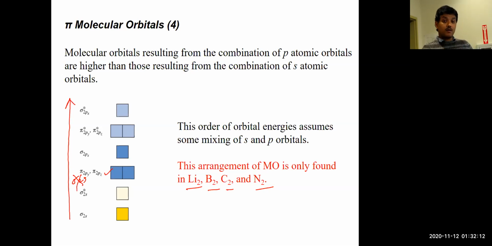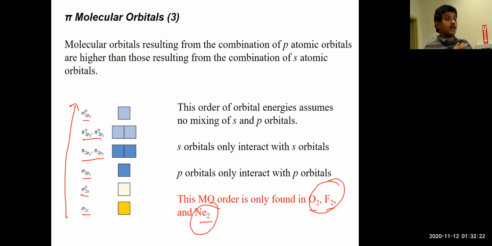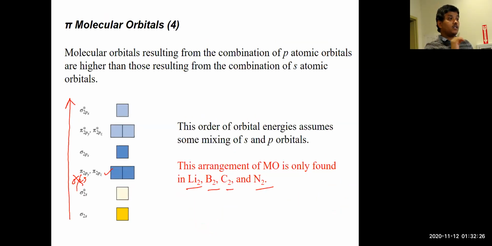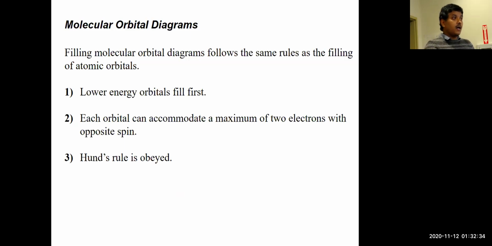You need to remember that oxygen, fluorine, and neon have a different molecular orbital priority compared to lithium, beryllium, boron, carbon, and nitrogen. So we are going to use those bond orders, and we are going to use the usual rules to fill the electrons, like lower energy levels fill first, and then you go to a higher energy level, and you put 2 electrons in each of the orbitals before you move on.